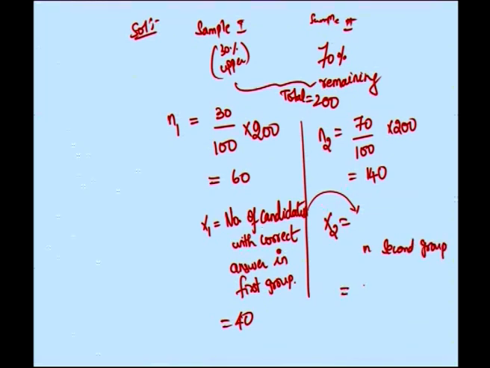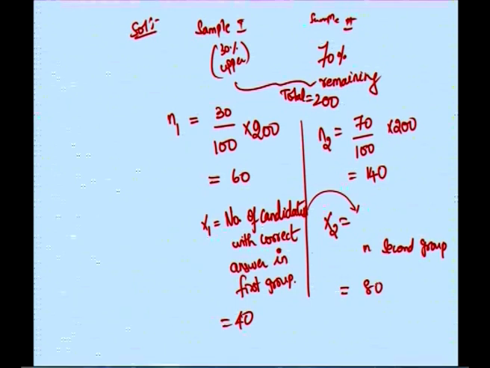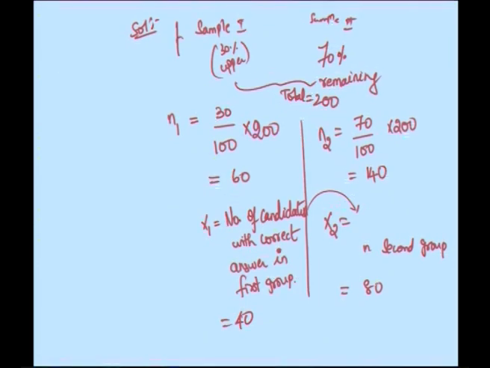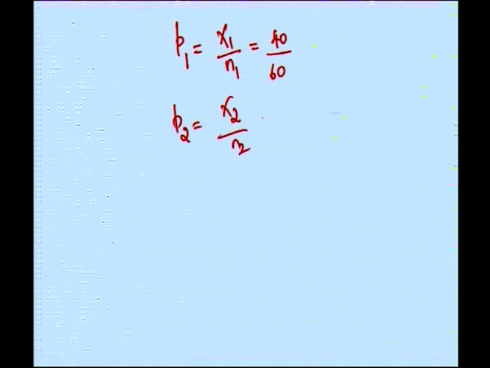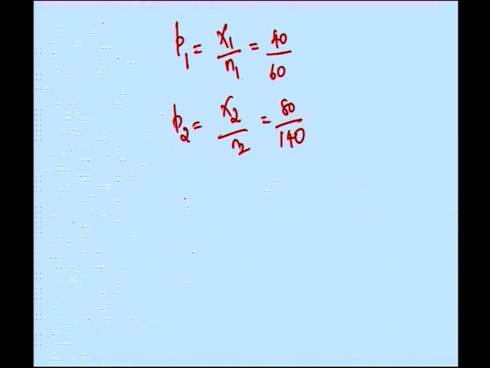Okay, and they are 80 in number. So, what is the sample proportion? P1 is equal to x1 by n1, where x1 is 40 and n1 is 60, and P2 is equal to x2 by n2, which is 80 by 140. Then automatically the Q values will be there. Next we will go ahead with testing the difference of proportions.